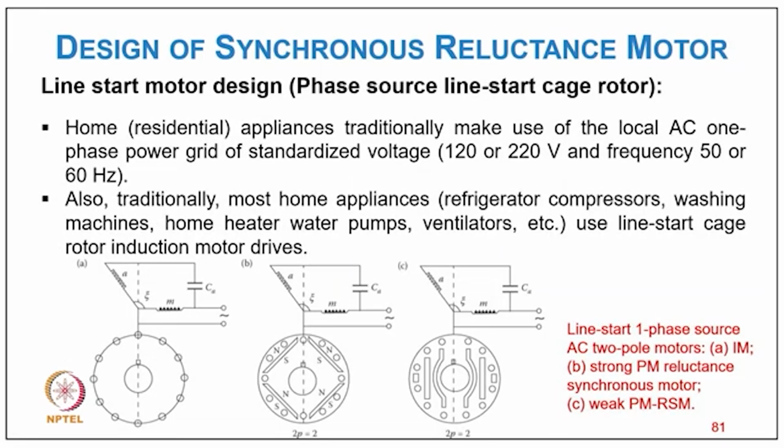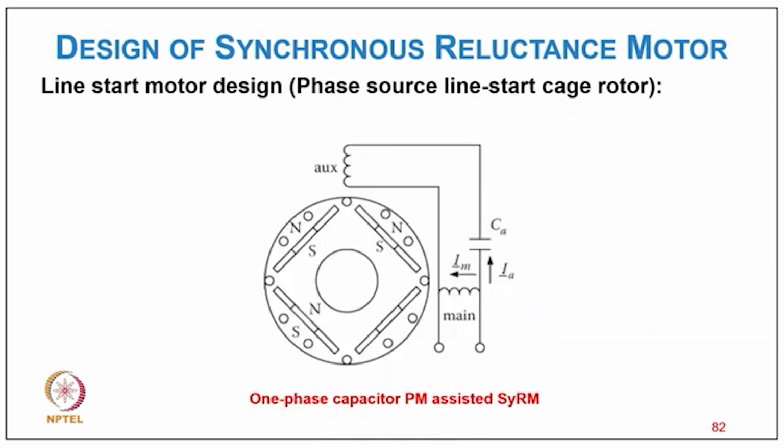So here typically we can talk about the line start power source at home. Typically, residential appliances traditionally make use of the local AC one phase power of the standardized 120 or 220 volts and frequency of 50 or 60 Hz. Additionally, most traditional home appliances, such as refrigerator, compressor, washing machine, home heater, water pump and ventilator, use line start single phase rotor induction motors, right? Here you can see the line start single phase AC 2 pole typical induction motor, and then a strong PM reluctance motor and a weak PM assisted reluctance motor. And here you can see the one phase capacitor assisted synchronous reluctance motor.